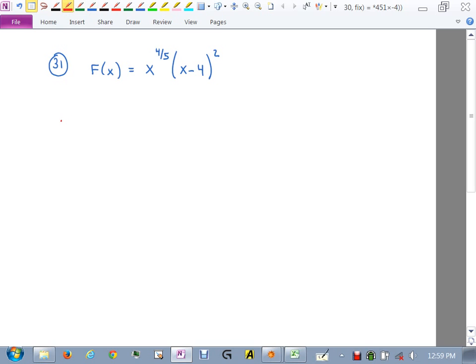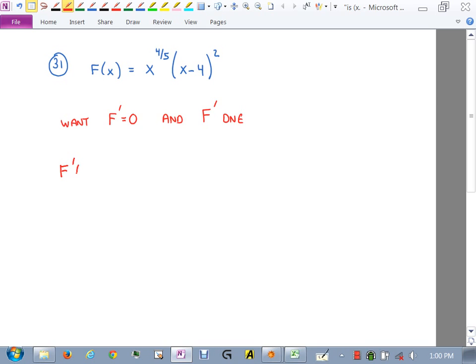So we want here to know when capital F prime equals 0, and I also want to know when capital F prime doesn't exist, when the derivative doesn't exist, or when it's 0. So I'll start by just finding the derivative.